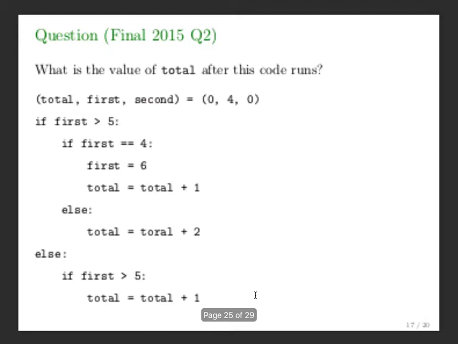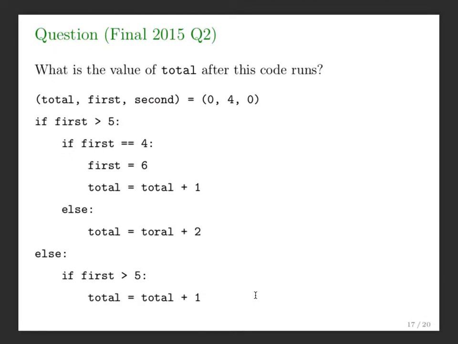The answers are there. Let's try to do this one because it seems a little bit more tractable in the time that I have. So what is the value of total after this code runs? We're going to go through this. Given that total is 0, first is 4 and second is 0, why don't you take, I don't know, 30 seconds and try to work this out. And then I will give you the answer, which I actually don't know. So I'm going to walk through it like you guys.